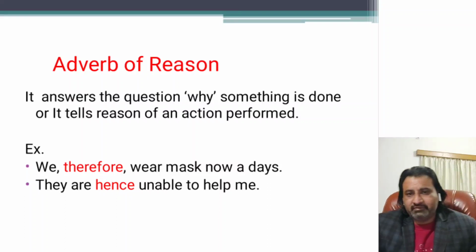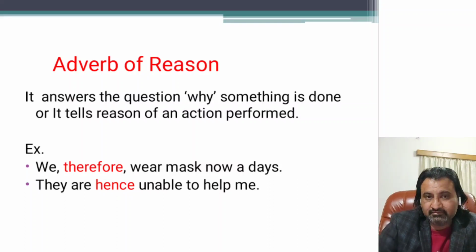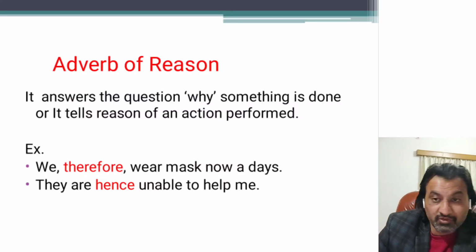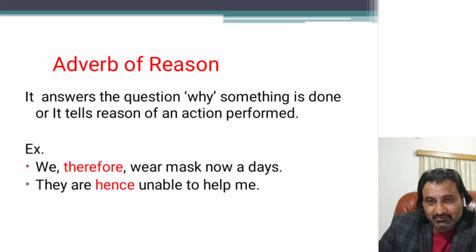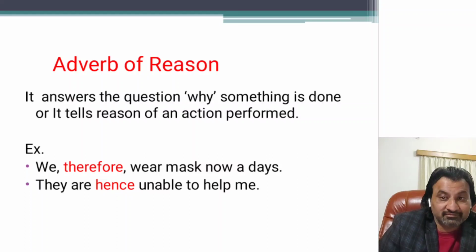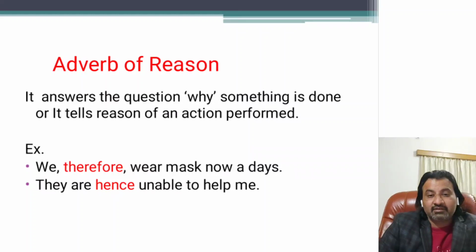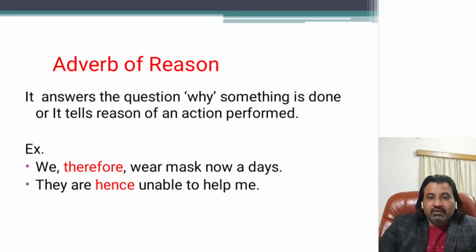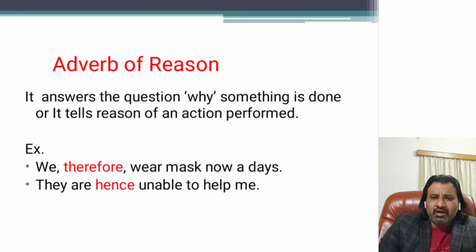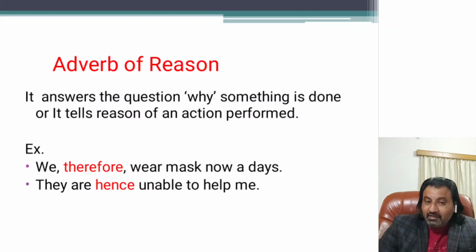Let's discuss another type of adverb. Adverb of reason. It answers the question why something is done. It tells us the reason of something, why it has happened. It tells us the reason of an action performed. For example, we therefore wear masks nowadays. Here the use of the word therefore tells us why we wear masks nowadays. Therefore is a word that tells us about the reason.